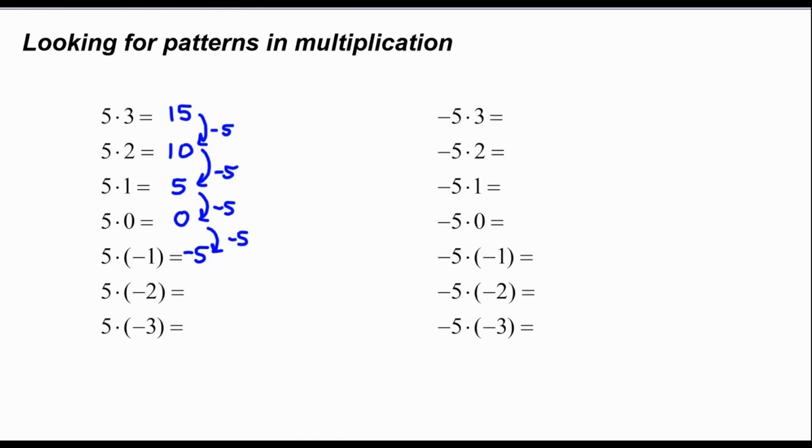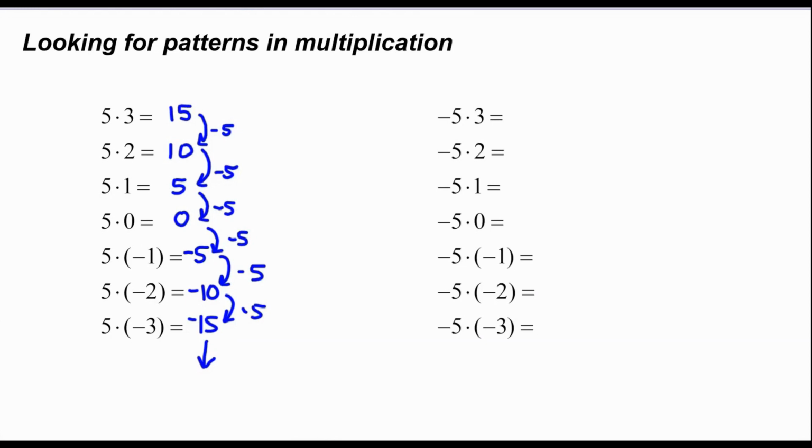So then if we continue this pattern and decrease by 5 again, what would be 5 times negative 2? 5 times negative 2 should be negative 10. And then if we decrease that by 5 again, one less group of 5, 5 times negative 3 would be negative 15. Now this pattern is going to continue on and on forever, and it's going to keep getting more and more negative. So now we can say that when we multiply a positive times a negative, that's going to end up being a negative number.